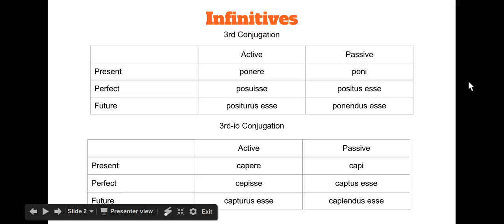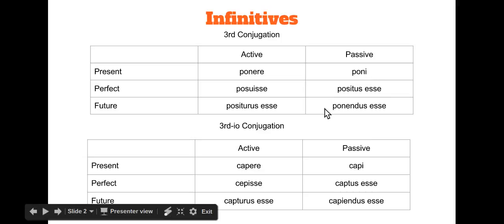So for the infinitives, remember we have both active and passive for the present, perfect, and future. The thing to note here is the present passive. Again, the present active is just that second principal part, but for the third and third IO, notice here, you drop off that whole ERE and add an I. So remember that for the third and third IO, 3 letters drop off and you add an I.